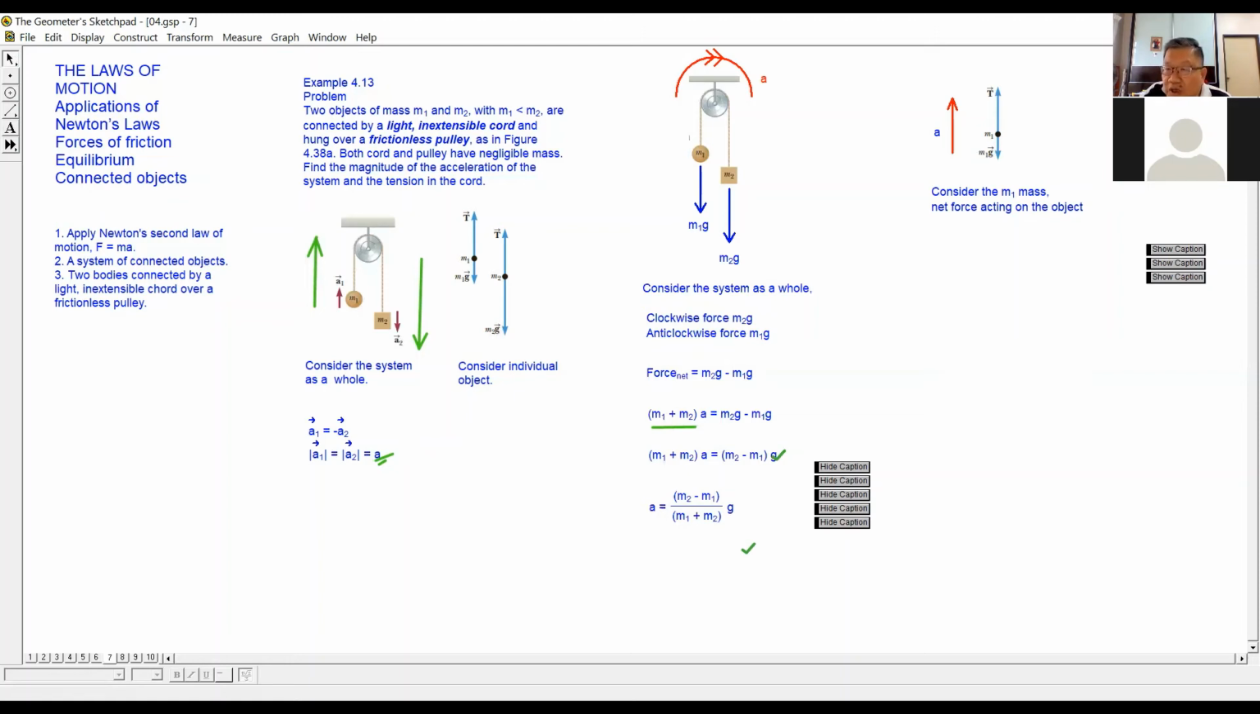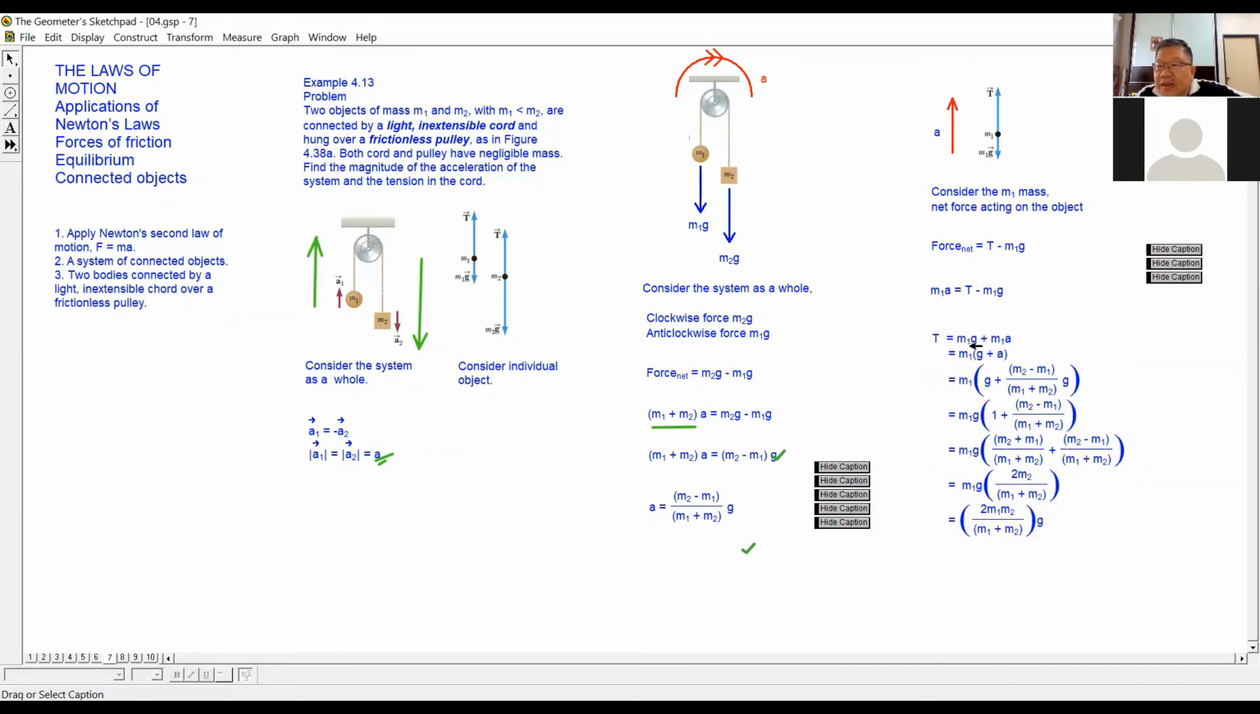Which direction is the object moving? Up. Up, correct. So if the object is moving upwards, which one will win? T or M1G? T. Correct, T will win. So if T wins, I will use T minus M1G. So the net force is T minus M1G. I'm going to change the net force into MA. Because I only consider one particular object, the net force is actually M1 times A.